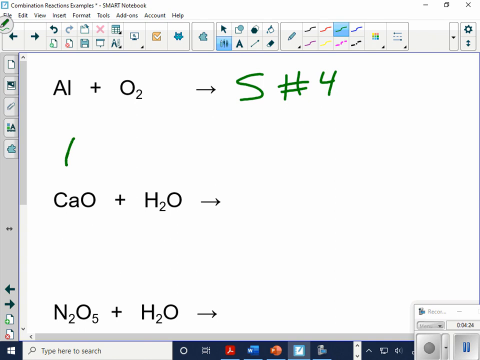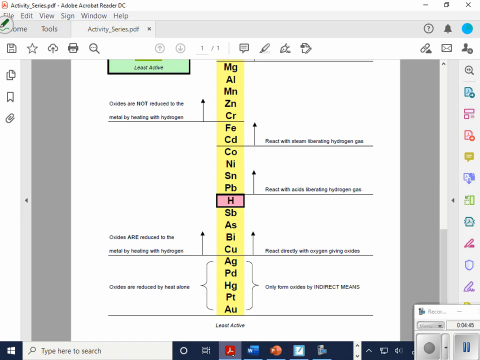Now, when I have aluminum and I add oxygen, it's going to yield, it tells me on number 4, a metal plus oxygen yields a metal oxide. Check the activity series. So, here's my activity series. I need to check. What do I need to check? Well, there is this line on the activity series, and it says, reacts directly with oxygen, giving oxides. So I need to check: is aluminum above that line? It is, correct? So this reaction will occur.